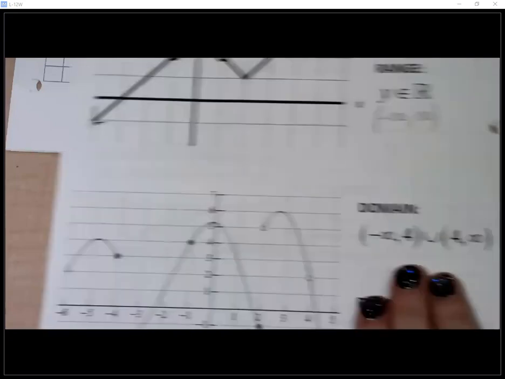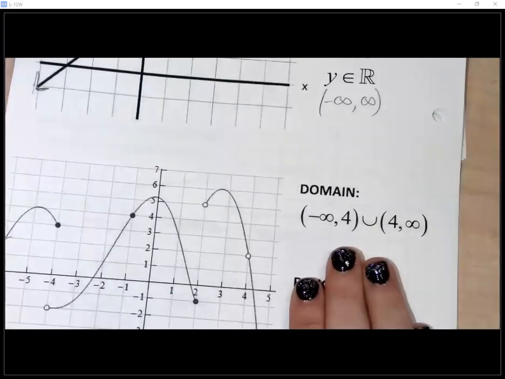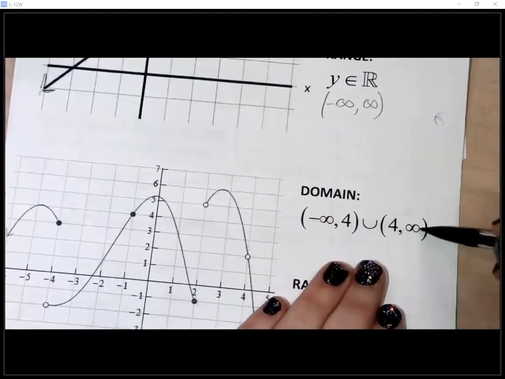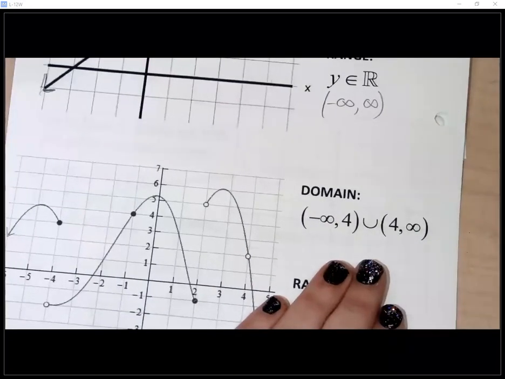So if you take a look at what we have written for the domain, I'm starting at negative infinity and I go up to 4. I use the open parenthesis because I'm not including 4 itself. And then for the other piece, because I got to jump over that hole, I'm going to start at 4 and go off to positive infinity. Does that make sense? You say this now, but we'll see in a few minutes when I have you trying it on your own, I hope.